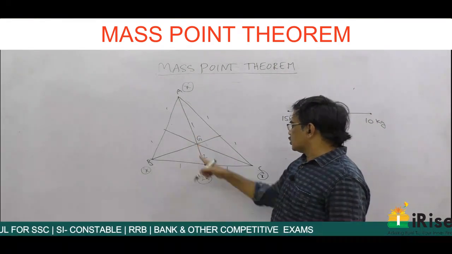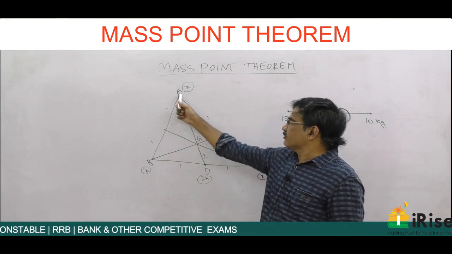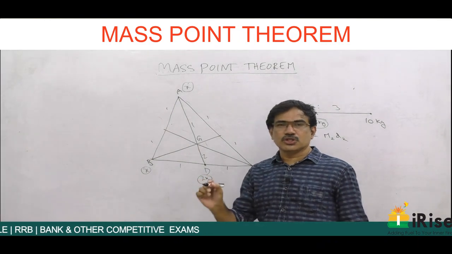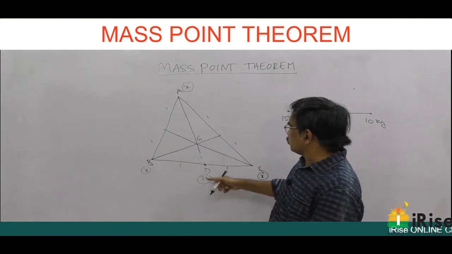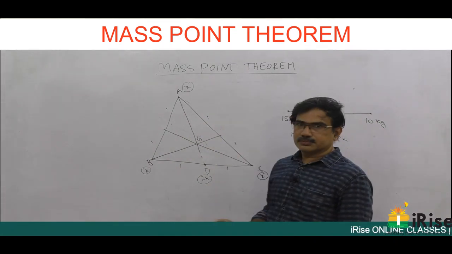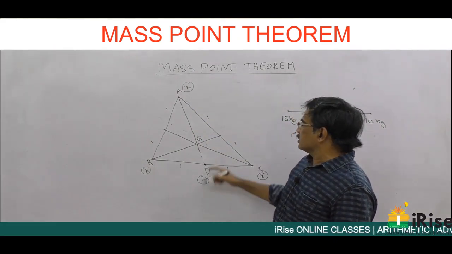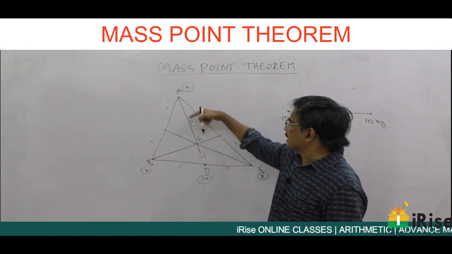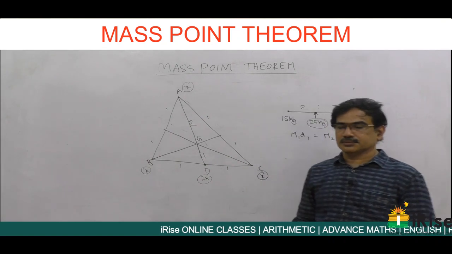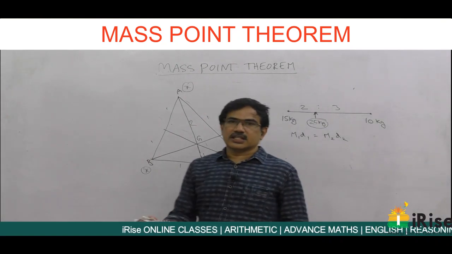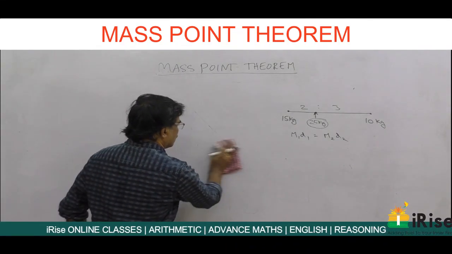So AG is to GD is equal to 1:2. Centroid divides the median in the ratio 2:1. Sorry please. This is 2 parts, this is 1 part. Here if this is x, this is 2x, therefore the ratio is 2:1. Centroid divides the median in the ratio 2:1. Okay. Next. What about the Ceva's theorem and Menelaus's theorem?